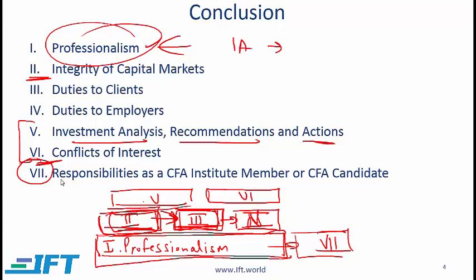The reason I say this is, on the exam you'll be given a scenario and you will be asked whether a particular standard such as diligence and reasonable basis is being violated or not. You will not be asked whether standard 5A is being violated. You will be asked whether diligence and reasonable basis is being violated. And the same holds true for all other standards. In fact, in reading 1, where we had a brief definition of each of the standards, those standards need to be memorized by you.